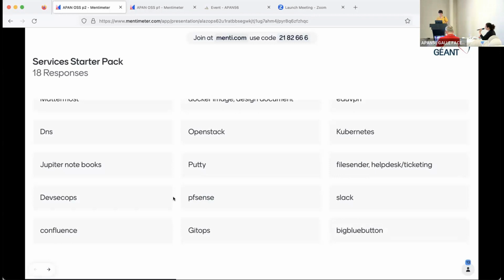Yeah, Big Blue Button is a good one. You know, things like Mattermost as well would be interesting, I think, to add to the portfolio. Yep, absolutely.